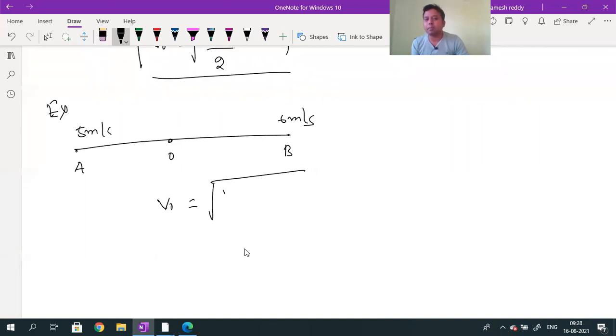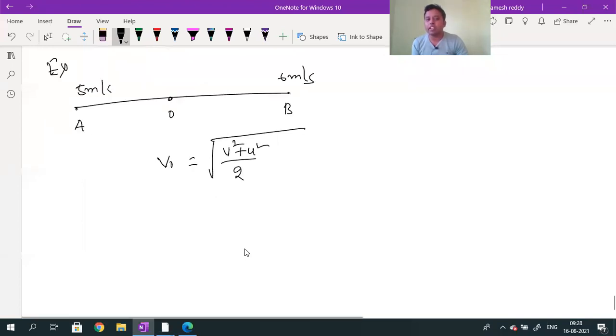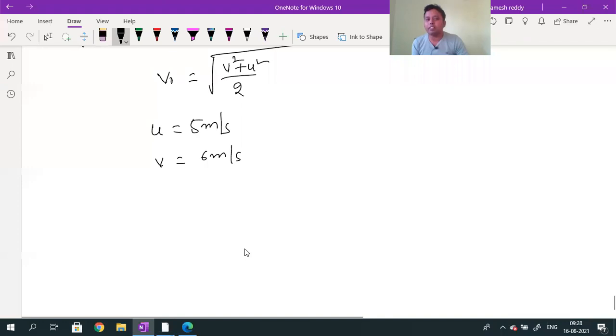What is that formula given by? Velocity is root over V square plus U square divided by 2. In this given question, the initial velocity is 5 meters per second and the final velocity is 6 meters per second. The velocity at the midpoint is given by the formula we already know, root over V square plus U square by 2. So V square is 6 square, U square is 5 square, divided by 2.